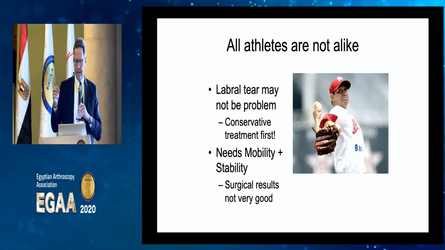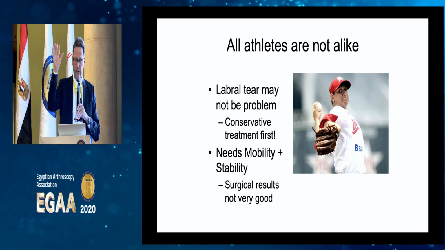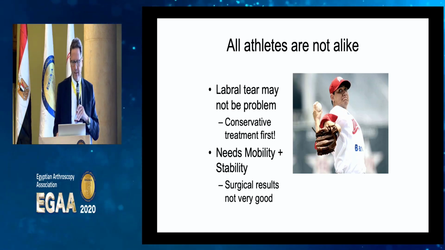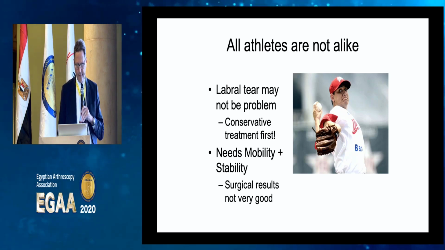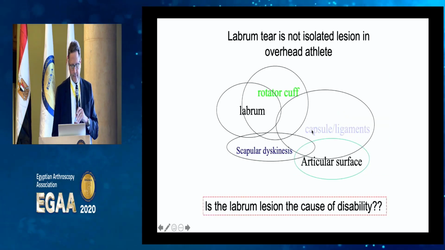And in an athlete like a baseball player, maybe the labrum tear, even though you see it on the MRI, is expected, because if you get a baseball player who has played baseball since they were little, they will have some problems of the labrum. No surprise on the MRI. So don't rely on the MRI. Make sure you try some conservative treatment first.